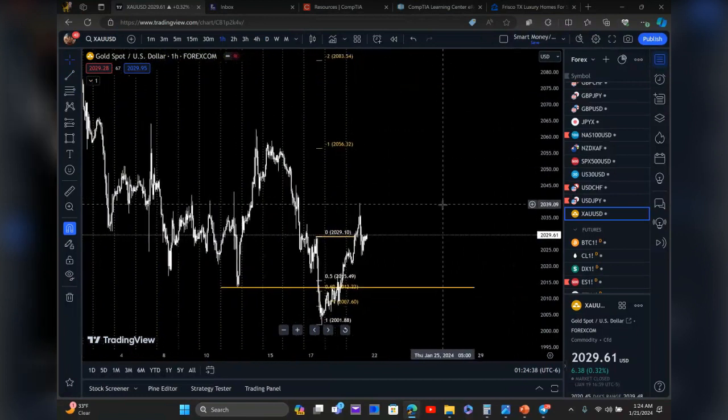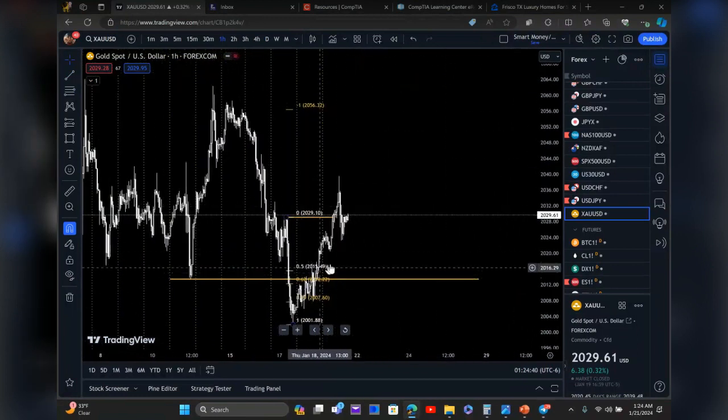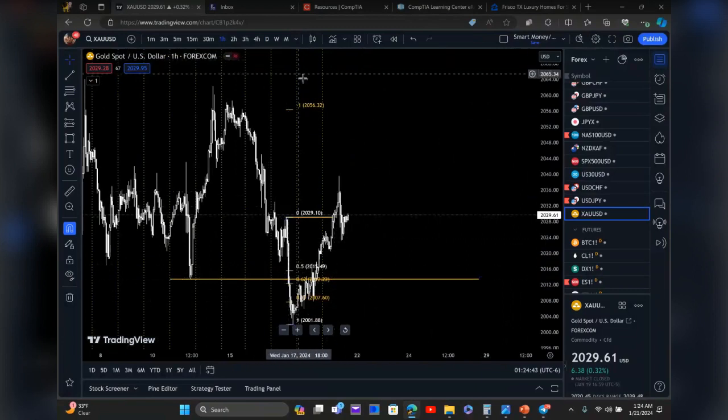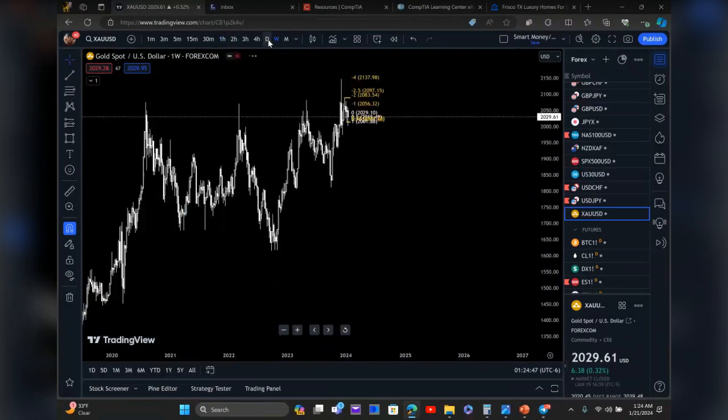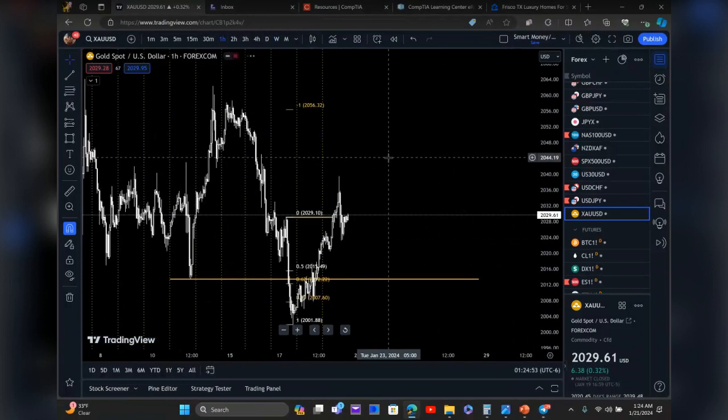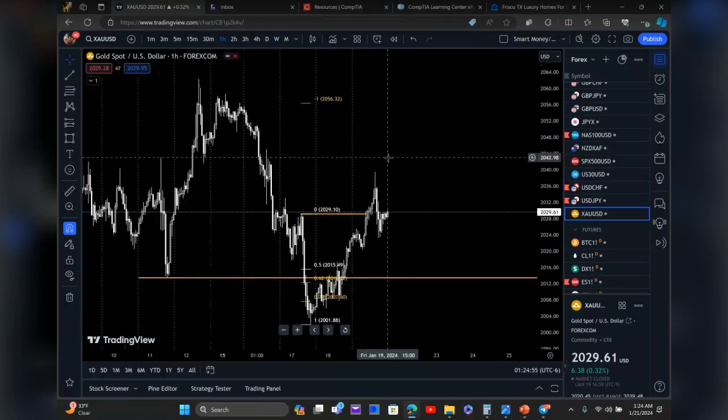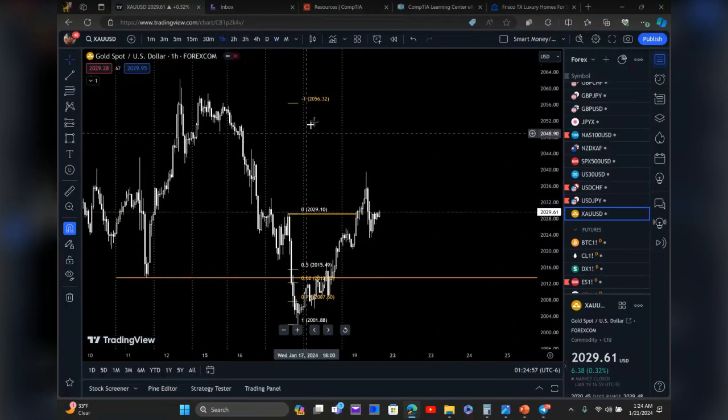As far as this being a liquidity grab, on a higher time frame, yeah. See, on the weekly it is. So we're gonna stick with it. We're gonna stick with bullish action right there. So now we got our target.